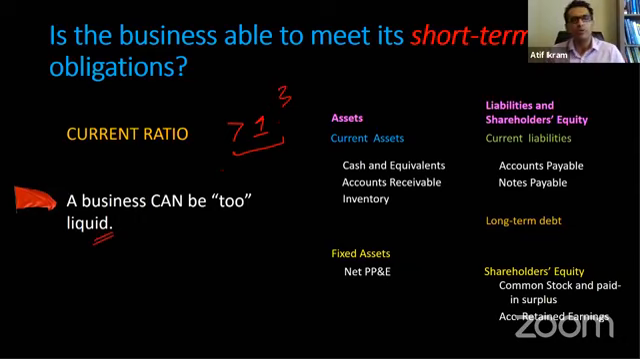And again, problem with ratios is that there is no real benchmark. Like, you can't really say 3 is good or 1 is good. It really depends on the business. My point is that you don't want to be too liquid. And the reason for that is simple. Your current assets, they're not that profitable. You can be very liquid by holding everything in cash.